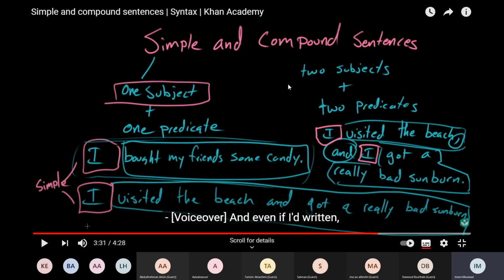Why? Because we have two verbs. After "and," we don't have a subject. We don't have "I" here that's mentioned in the previous sentence. So in this case, it makes it simple, not compound. For compound, we have to have two or more subjects and two or more predicates.